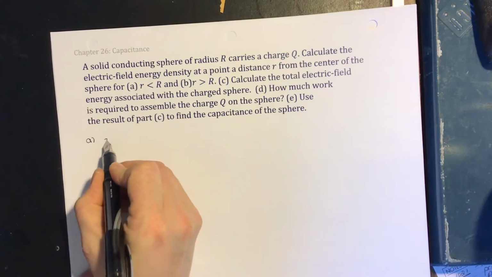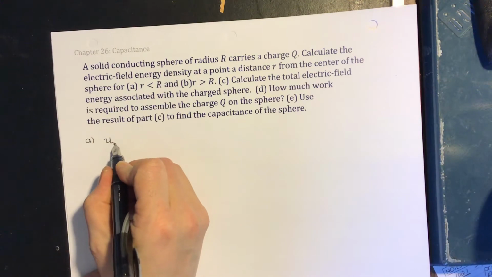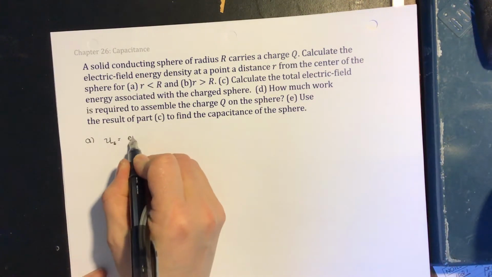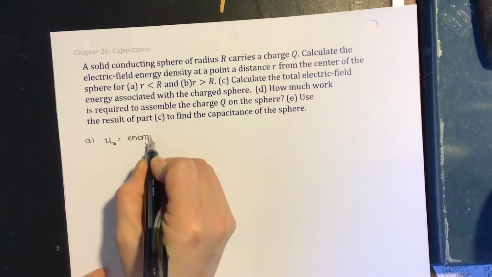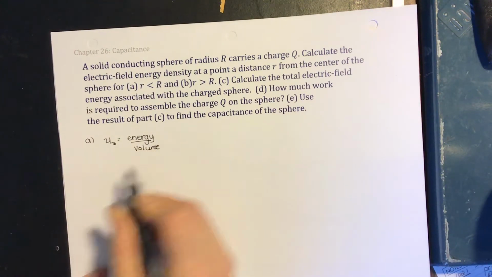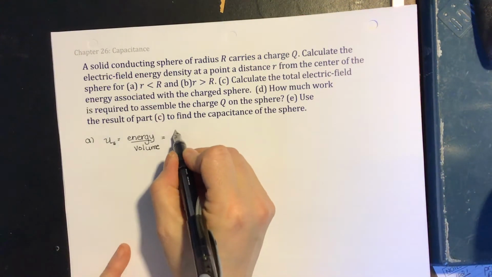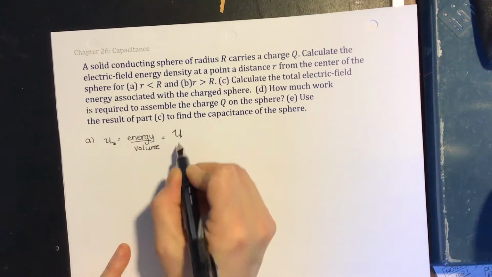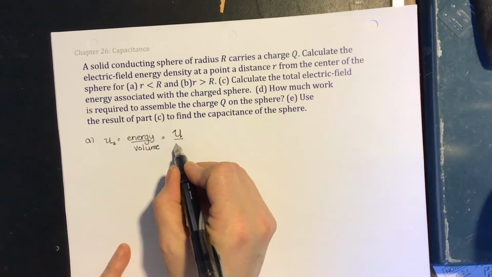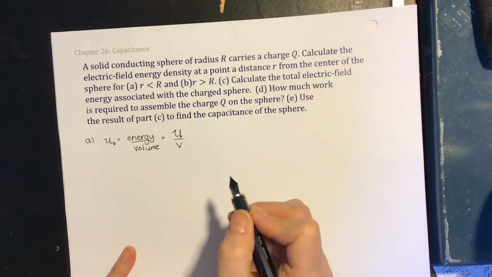So that's a lowercase u. Sometimes we put a subscript of E on there, and that's the energy divided by the volume. The electric field energy density is the net energy over volume, so capital U divided by the volume. And what we mean by volume is the volume of where the electric field is established.